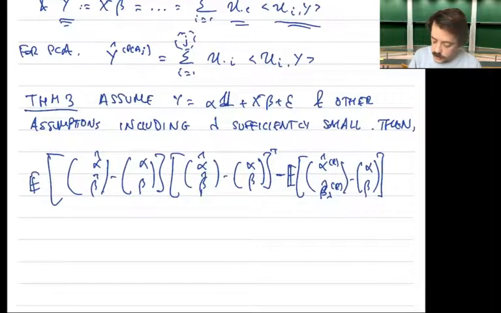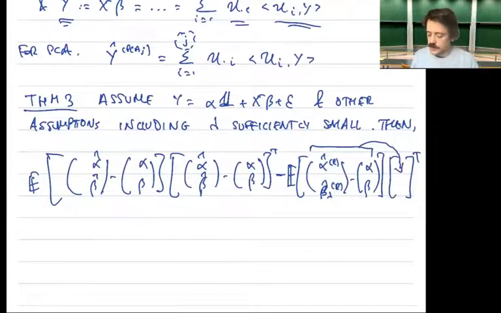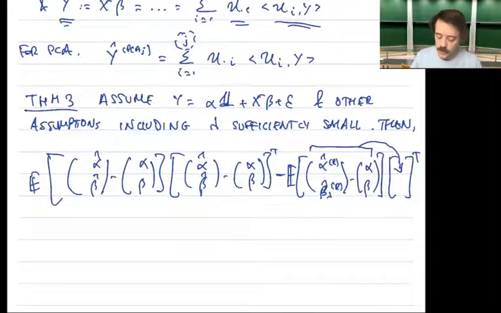Okay, it's not going to fit. So let me just write this. I'm writing this bit here. It's the same quantity, and I'm transposing it. So that should be, well, it is in the notes.